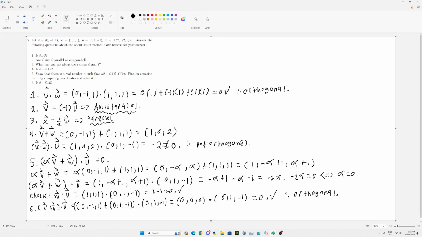Let v equal this, w equal that, u equal that, x equal that. That's a lot of stuff. Answer the following questions about the list of vectors. Give reasonings for your answers. Okay. So the first one is, this is what this symbol means.